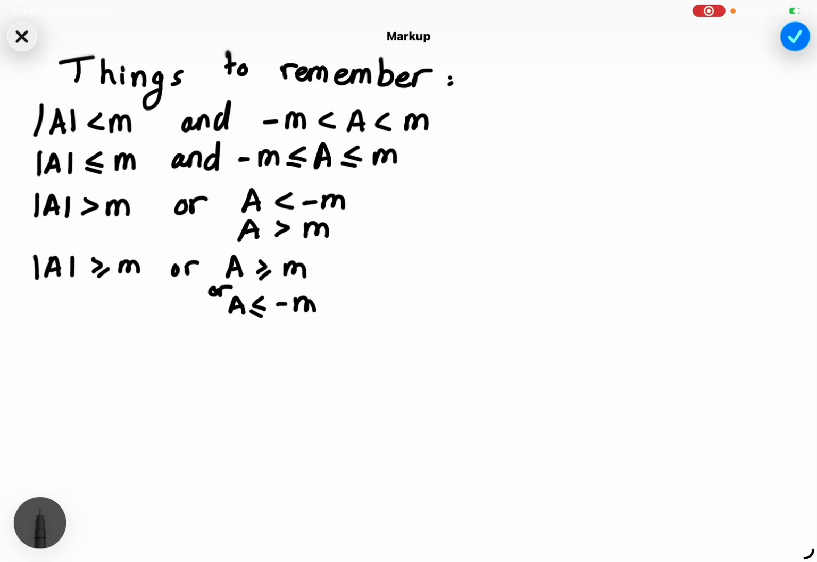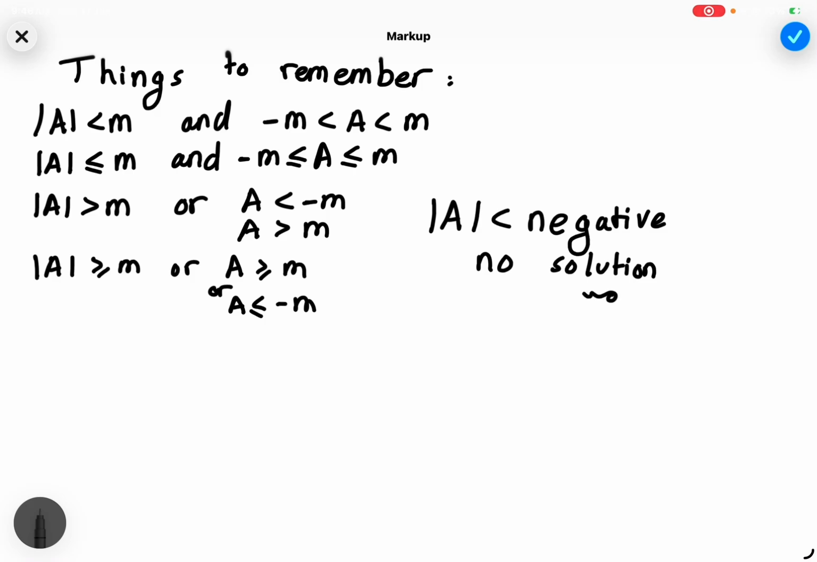And the special cases that I couldn't understand earlier, but I promise I understand them now. The absolute value of A is less than a negative number. Negative, okay. Meaning no solution, because the absolute value of anything cannot be negative. Meaning it's impossible. Okay, I'll write impossible.